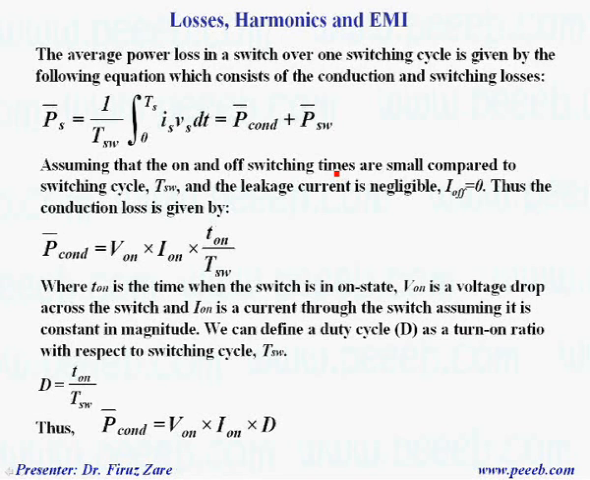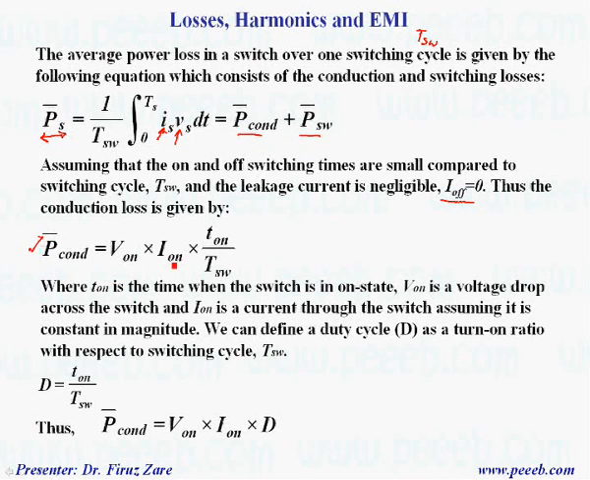So the average power loss in a switch over one switching cycle, which is defined as T_SW, is given by the following equation. This is the total loss, the average loss over one switching cycle. So basically we can calculate it based on this equation. This is the current through the switch, this is the voltage across the switch. Then finally we can define the conduction loss and switching loss. Assuming that the on and off switching times are small compared to the switching cycle, and also assuming that the leakage current through the switch is zero, we can easily find the conduction loss.